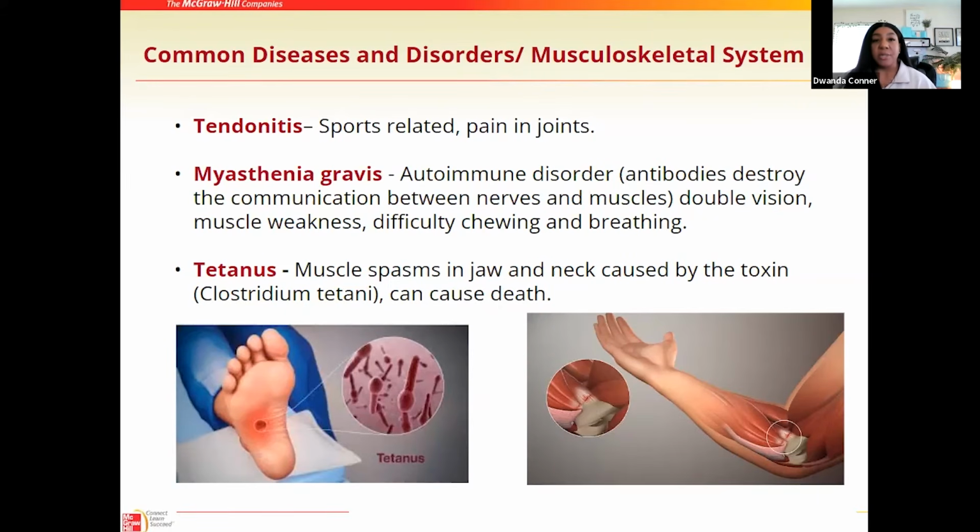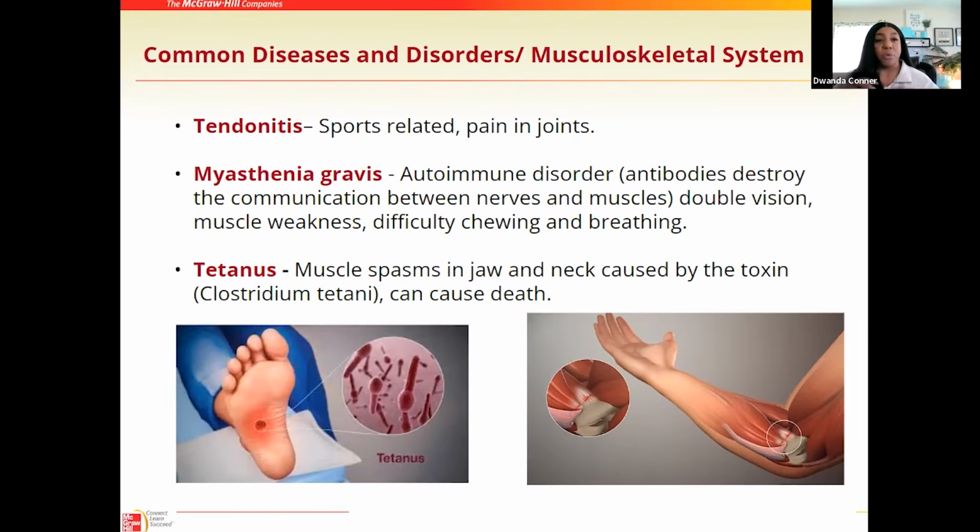Myasthenia gravis. Now, this one is interesting, affecting the musculoskeletal system. It is an autoimmune disorder, meaning that the body does attack itself. Antibodies destroy the communication between the nerves and the muscles within the body. And with this can cause double vision because the muscles within the pupils lose their ability to move the eyes the way that they should to be able to focus.